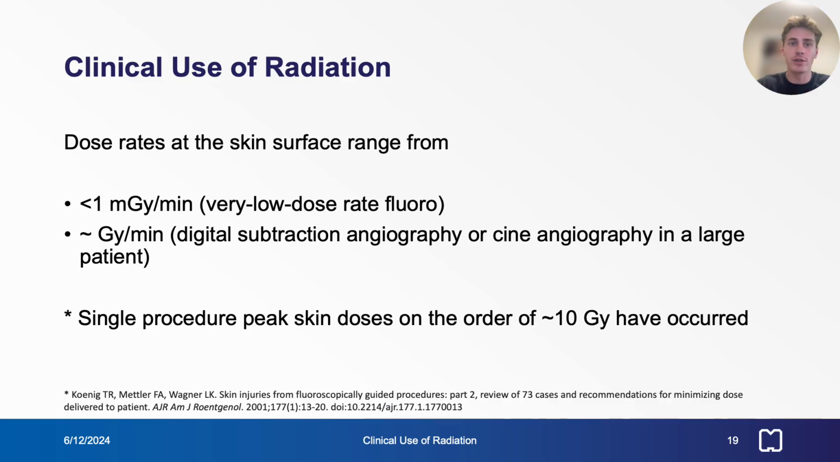So, the dose rates at the skin surface from these procedures range from less than 1 milligray per minute in the case of very low dose rate fluoro to around 1 gray per minute in the cases of DSA or cine-angiography in a large patient. So, single procedures have resulted in peak skin doses of the order of 10 gray.